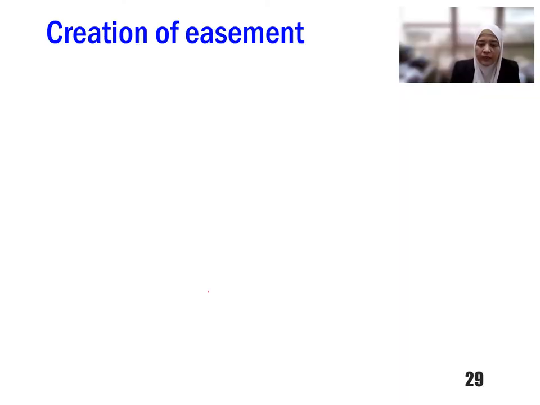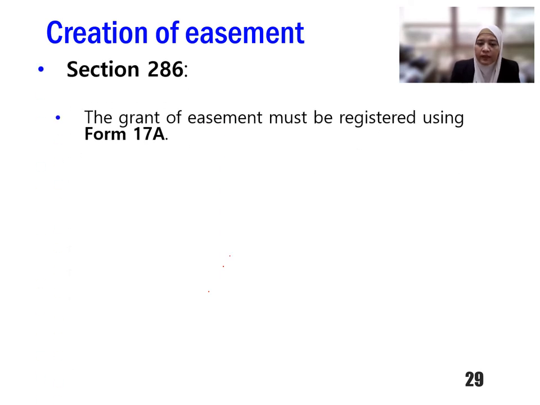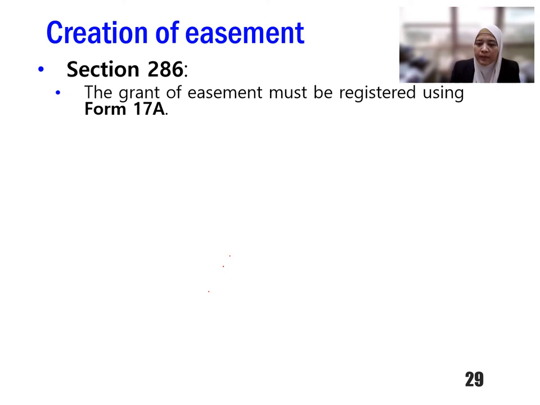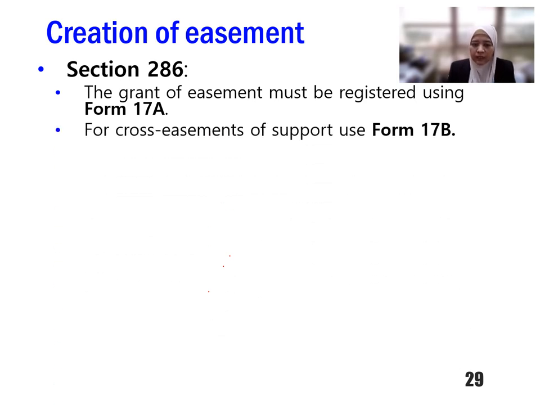Now, how do you create an easement? According to Section 286, okay, the grant of the easement must be registered. This registration, so after the negotiation happens between the dominant landowner and the servient landowner, and they reach an agreement, they draw a contract which both parties agree to the terms, kan? And payments are made, whatnot. Okay, the easement must be registered using Form 17A.